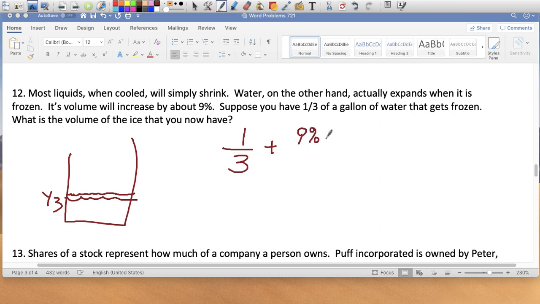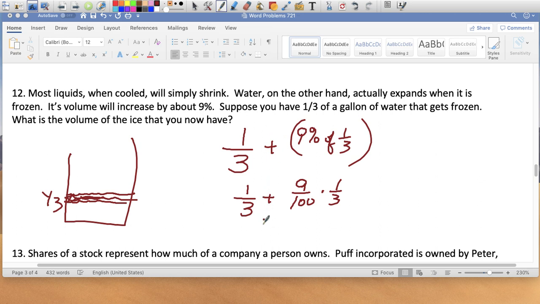So you know you're going to have the 1/3 plus 9% of 1/3, right? So you're going to have the original, what you have, 1/3. The water is going to freeze, and it's just going to get a little bigger, and that little bigger is what we're trying to figure out to get our grand total. So 1/3, what's 9%? Let's write it as a fraction because this is a fraction, so it's 9/100 times 1/3. So we can simplify, and it's 3/100. So that expansion part was 3/100ths of a gallon.